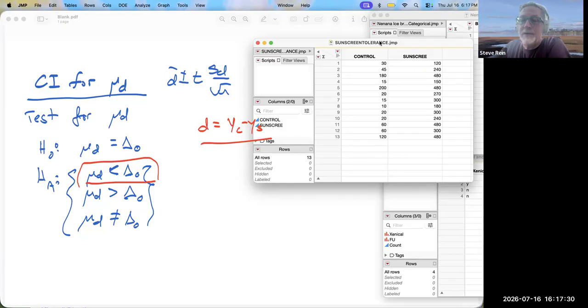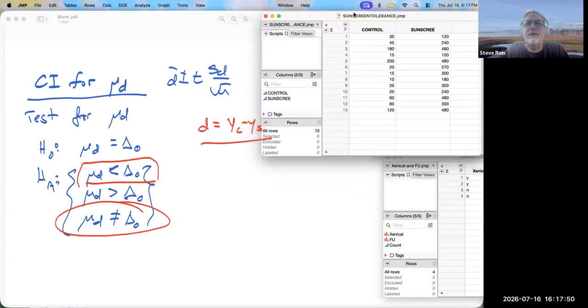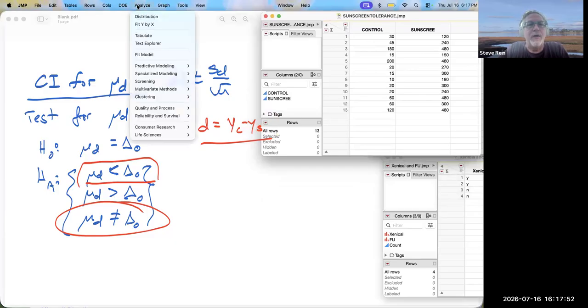Or perhaps let's go with the alternative that mu d is not zero. Yeah, mu d is not zero. That's a way of saying that there is some effect of sunscreen on the amount of time that you could be in the sun. Okay, I'm not saying whether positive or negative, just that there is some impact. So let's talk about how to pull that off.